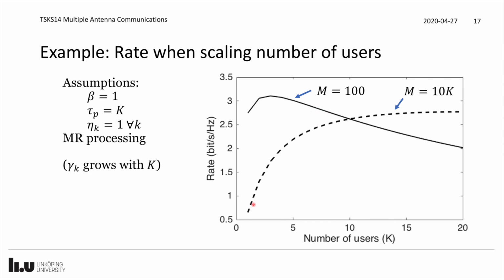When we increase the number of antennas with the number of users, we can see that as we increase the number of users, the performance is actually going up. So we are both adding users and antennas, and the users are getting better and better performance. What is the reason for this?